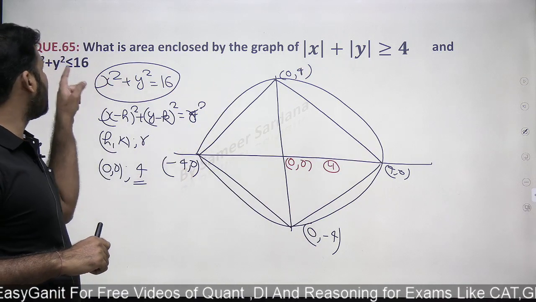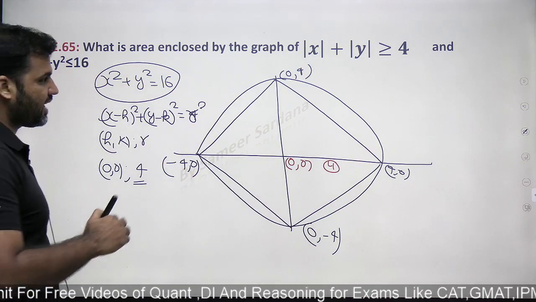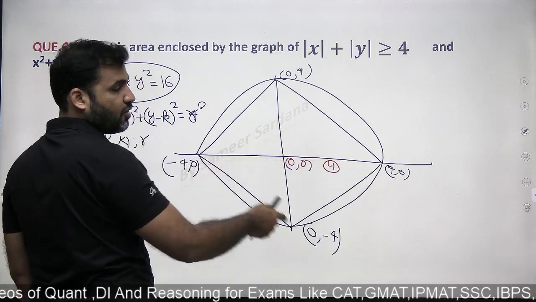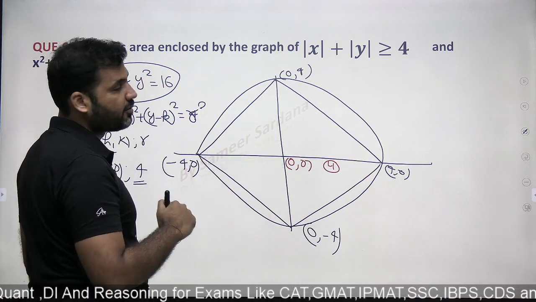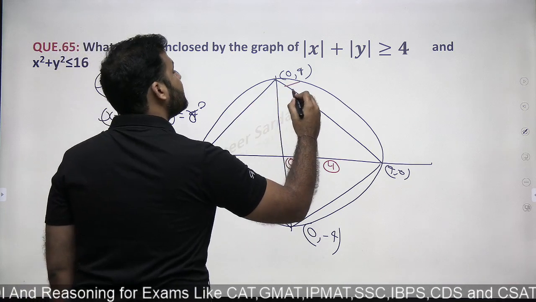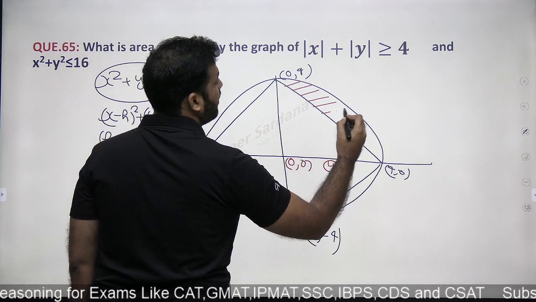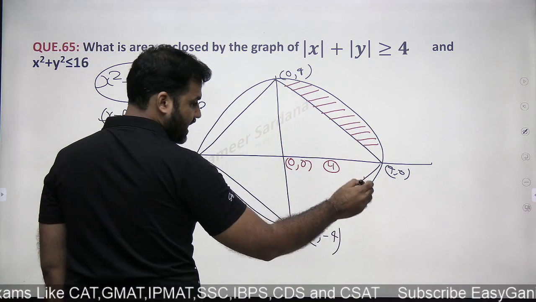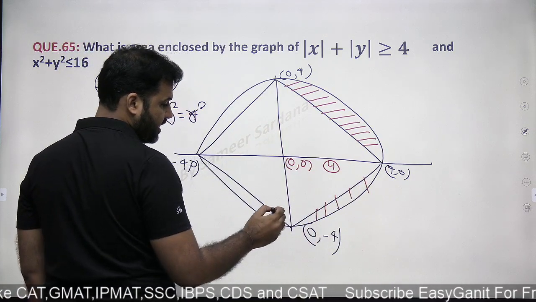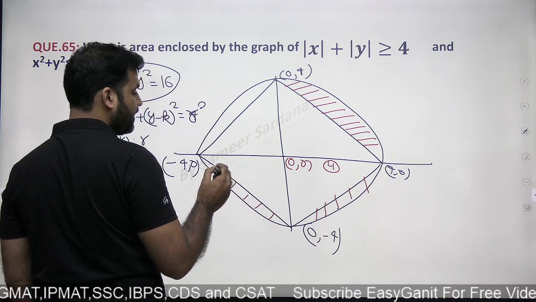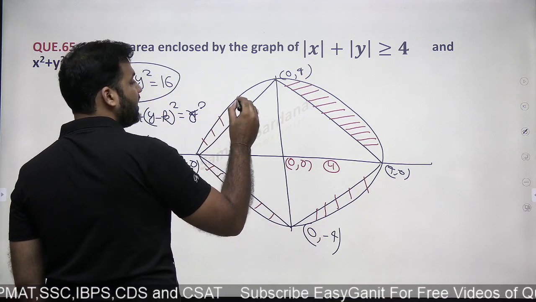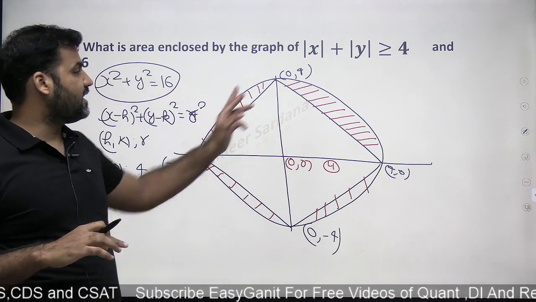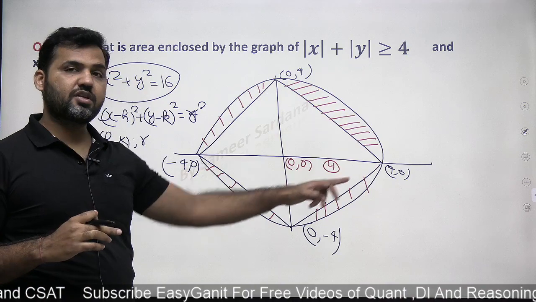Now I want the region which is ≤ 16. That means it should be inside the circle but outside this modulus graph, which is in the shape of a rhombus. So I want this area, right? The region which will be outside the modulus graph, outside the rhombus, but inside the circle. This is the region I want to find. So if I subtract the area of this rhombus from the area of the circle, I'll be left with this region only.